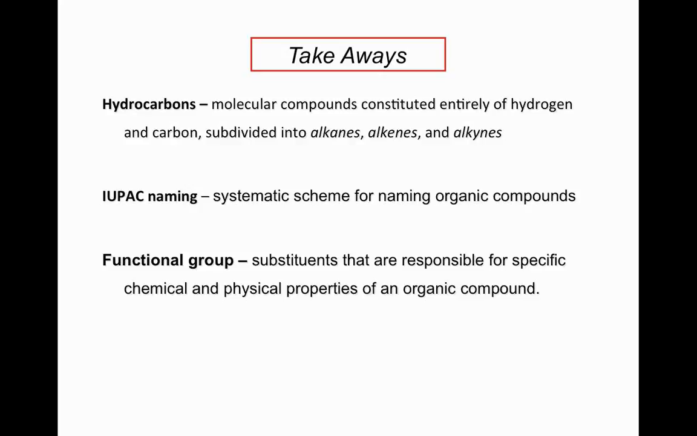Rest assured that if you can name an alkane, it will be trivial later on to name compounds with functional groups added to them. To that point, we use the phrase functional group to refer to any substituents that confer specific chemical and physical properties to a compound. Remember that a substituent is any atom or group other than carbon or hydrogen atoms attached to any hydrocarbon. Functional groups then encompass a variety of atoms and groups, such as alcohols, amines, and carbonyls, all of which we'll talk about towards the end of the pre-lecture.